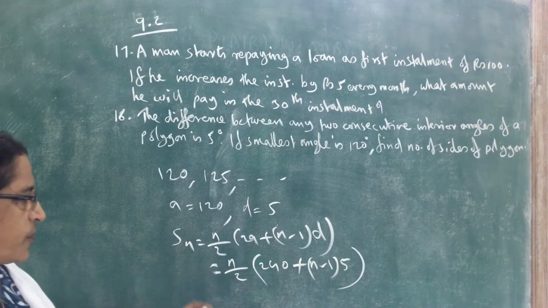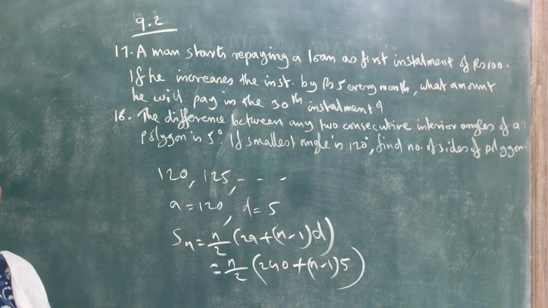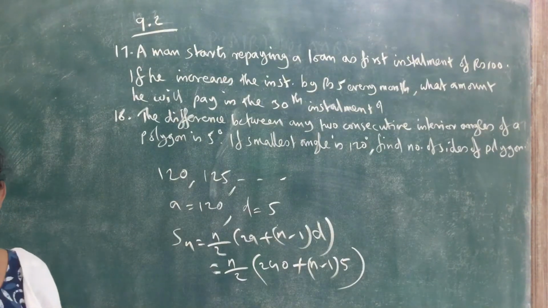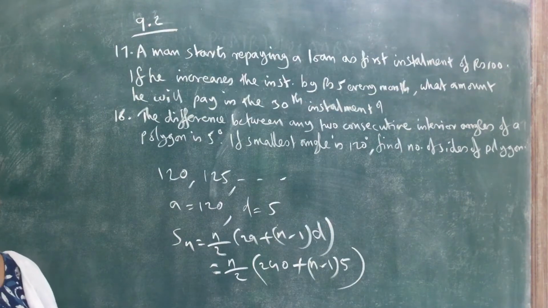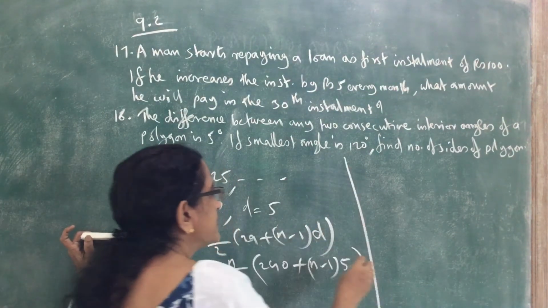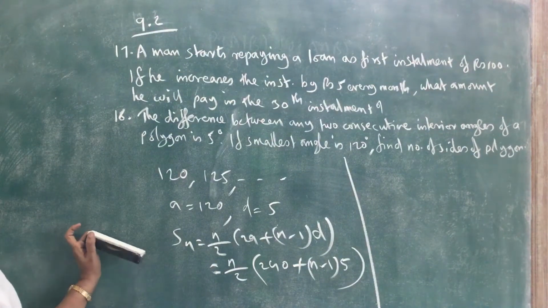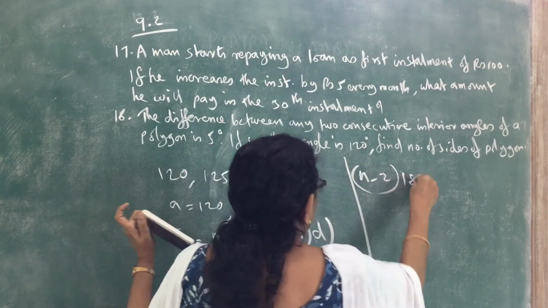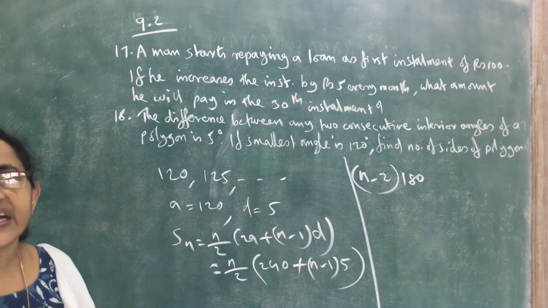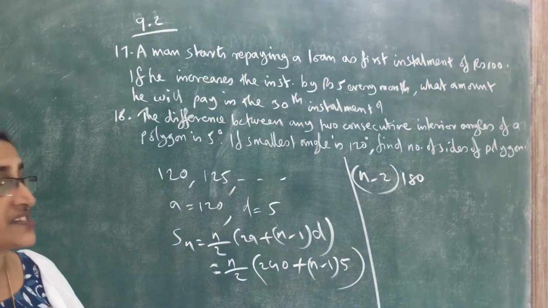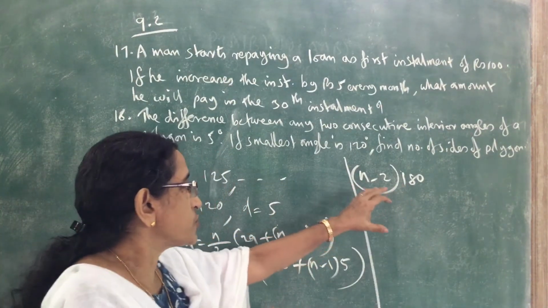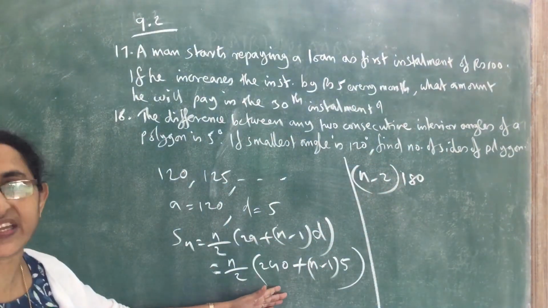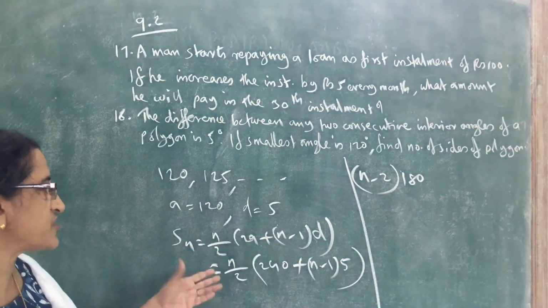So this is the sum of the n interior angles of the arithmetic progression. And we know that if there are n sides for the polygon, the sum of interior angles is given by a formula you have studied: the sum of the interior angles of a polygon having n sides equals n minus 2 into 180. That is the same as this sum, so we can equate these two and solve for n.